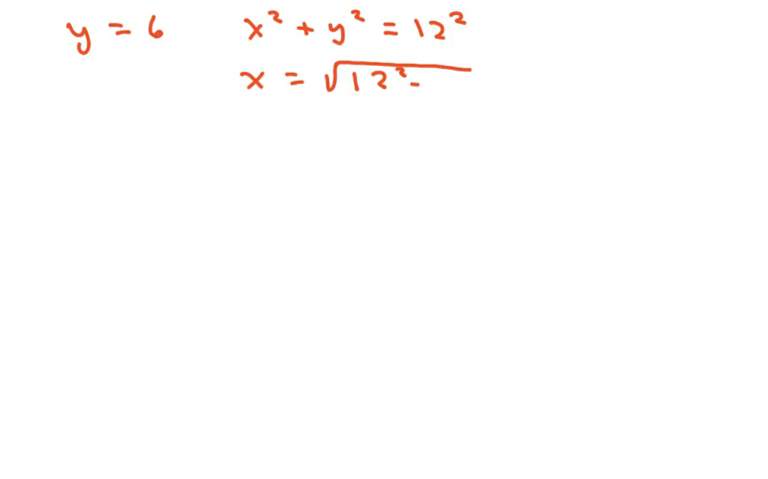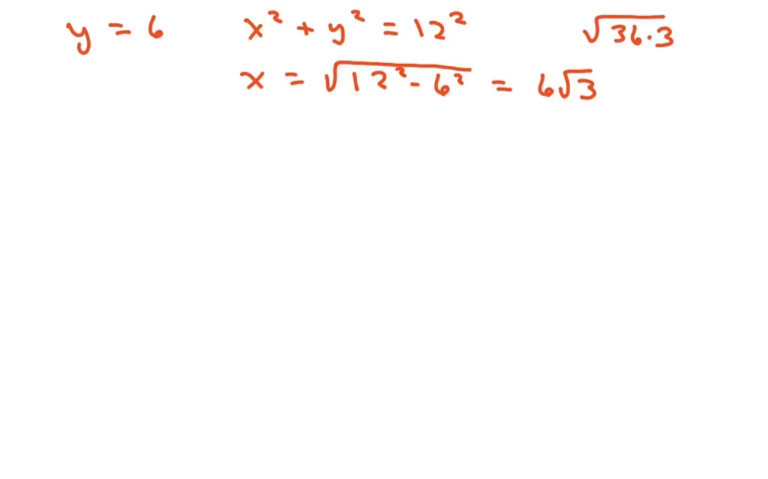Alright, so we're going to get started for this part. When y is 6, remember we have x squared plus y squared is going to equal 12 squared. So basically we're going to have x equals the square root of 12 squared minus 6 squared, and that's going to equal 6 square root of 3, or 36 times 3.